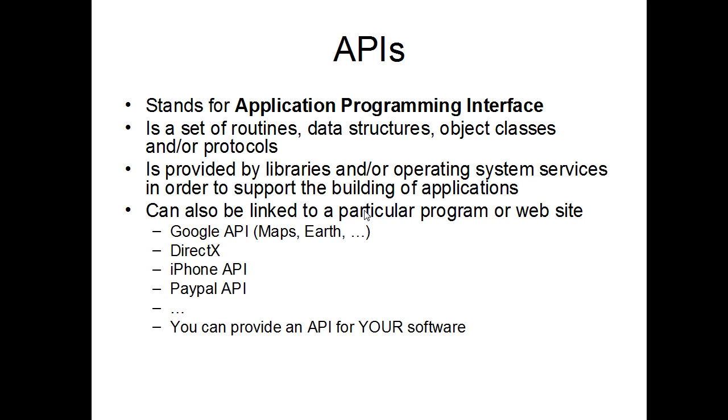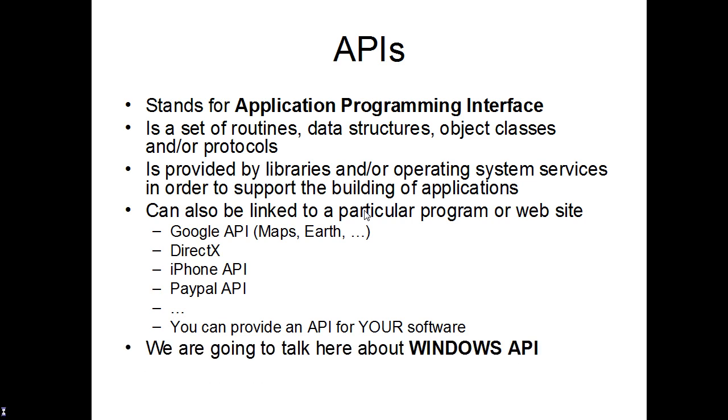But here in this course, we are going to talk specifically about the Windows API and how you can use that in your WinDev program to call functions of the system and get information, change things, do lots of things with direct access to the operating system.